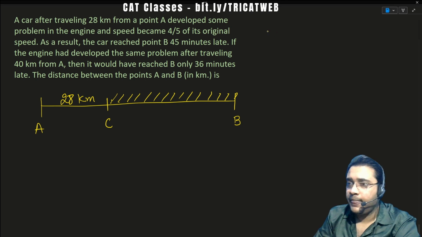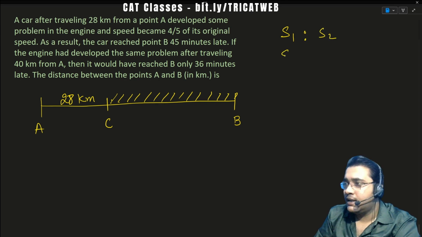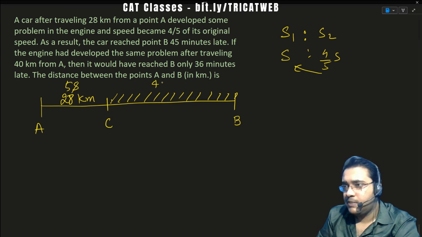Of course, I would say that if original speed to reduced speed is S1 is to S2, I can write it like S is to 4/5 of S. Can I cross multiply? So this is basically 5S and S. I know you guys are very smart, you have understood it. So this part is 5S and this part is 4S.